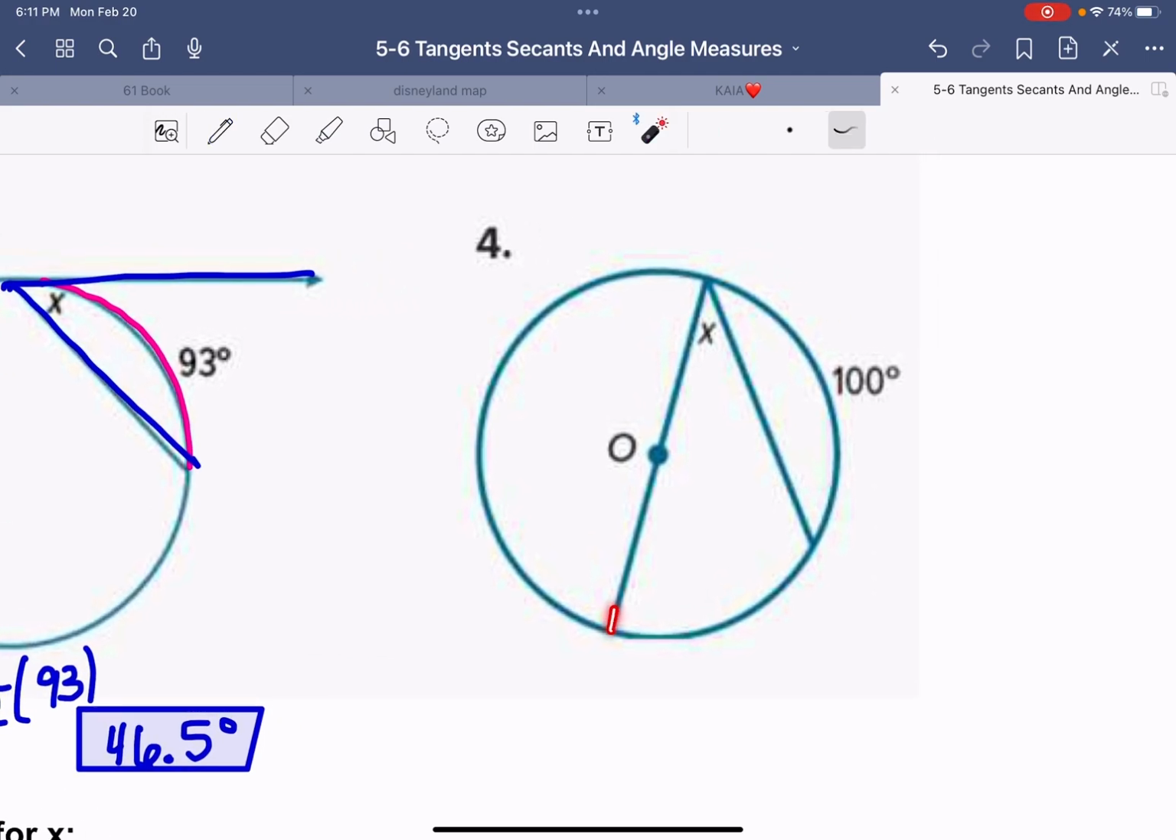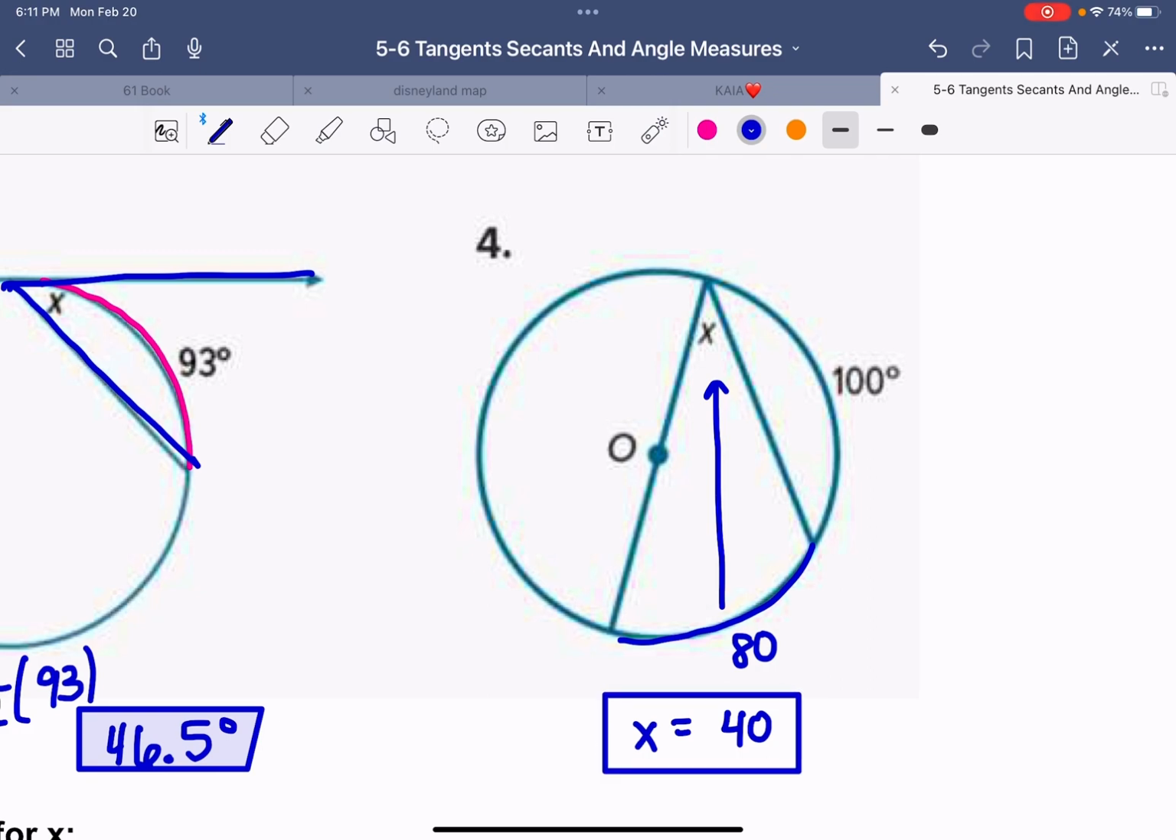And number 4, notice the vertex is on the circle. X is an inscribed angle. So we need to find its arc and take 1/2 of it, right? So its intercepted arc will be this guy. Well, since O is the center, we know that this guy is 180 degrees. It's a semicircle. So the remainder of this arc has to be 80 degrees. Half of that, x will be 40. Okay.